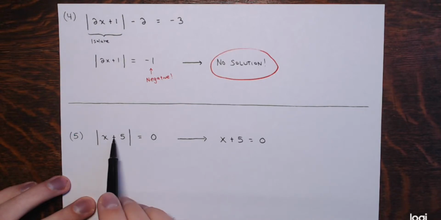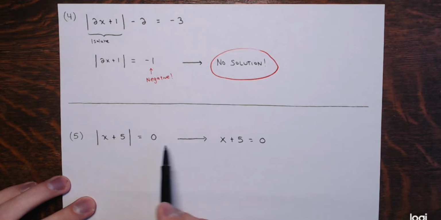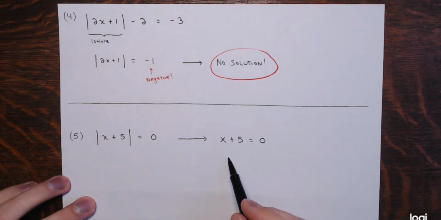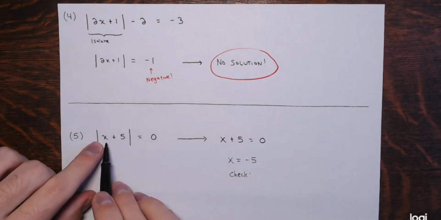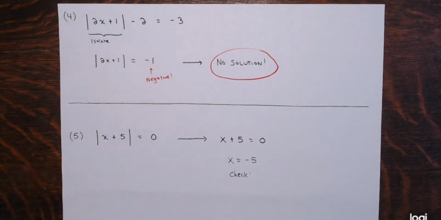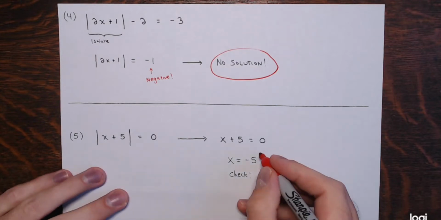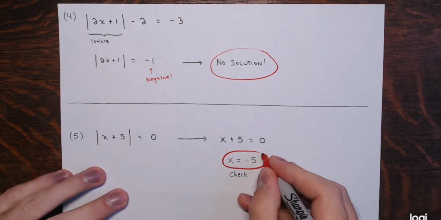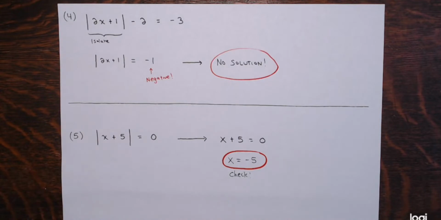So this x plus 5, the number we're taking the absolute value of, the only number that'll work is 0. The absolute value of 0 is 0. And then solve this: x equals negative 5, subtracting 5. And of course, check: if I replace x with negative 5, you have the absolute value of 0 equals 0. You have 0 equals 0, which is true. So this works. The only solution to this equation is negative 5.